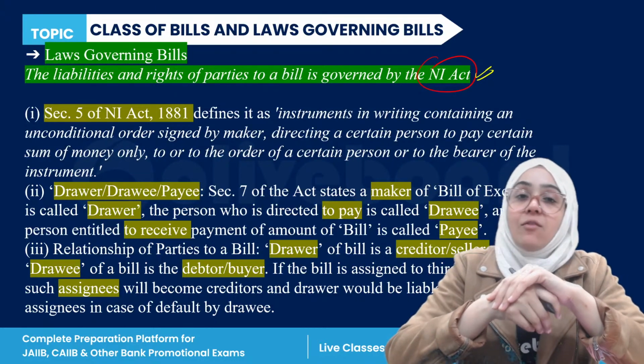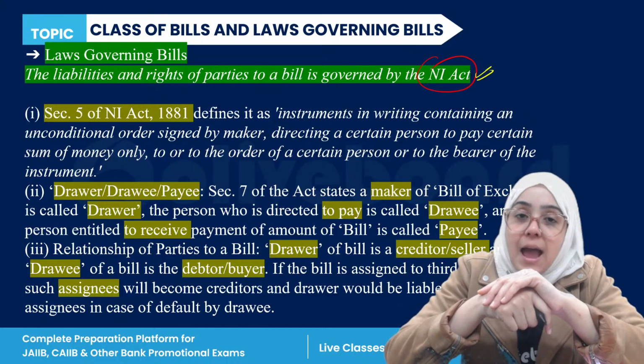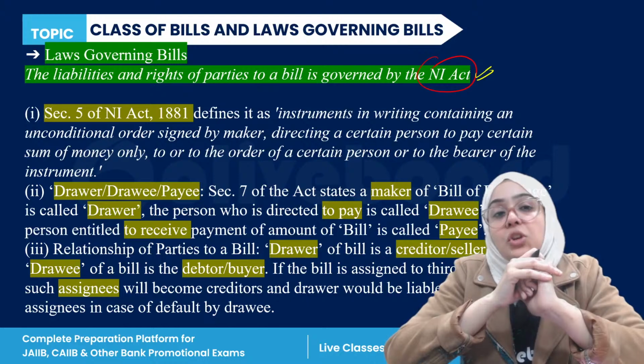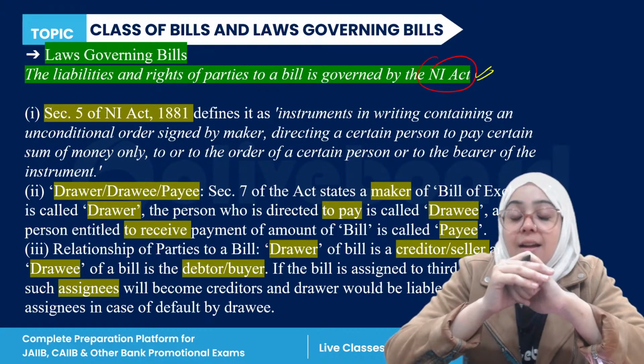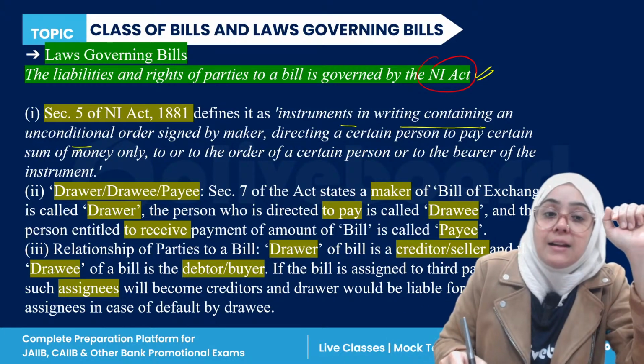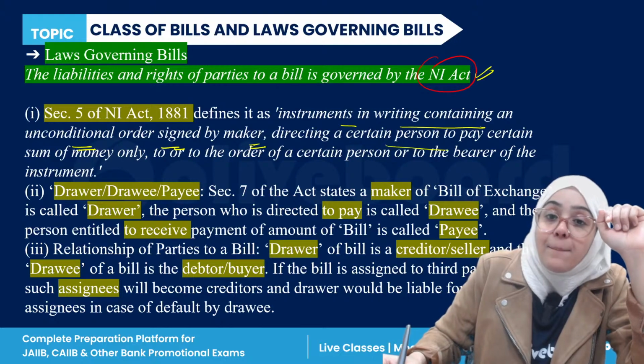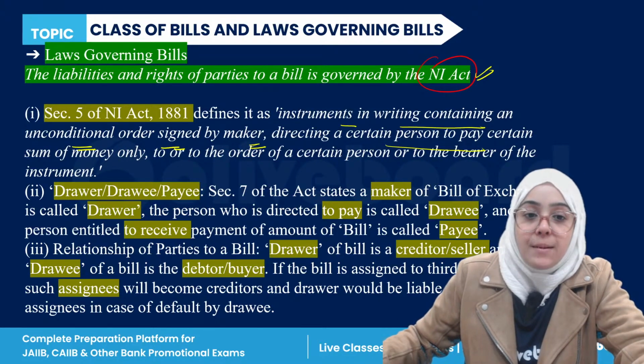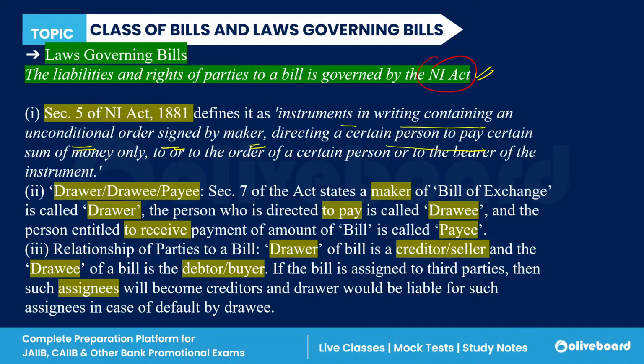Now, let's talk about Section 5 of the Negotiable Instrument Act 1881. Section 5 defines that an instrument in writing containing an unconditional order signed by the maker, directing a person to pay a sum of money only, to a certain person or to the bearer of the instrument, is known as a bill of exchange. So Section 5 of the Negotiable Instrument Act actually defines the bill of exchange.